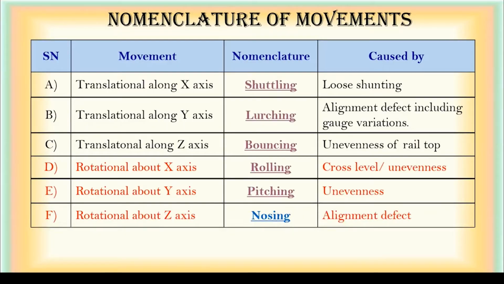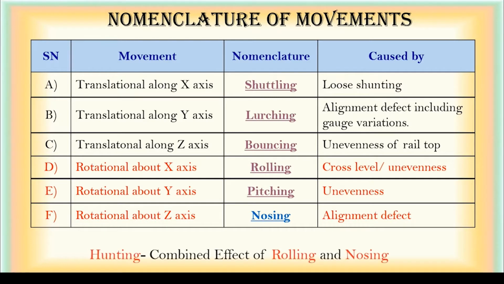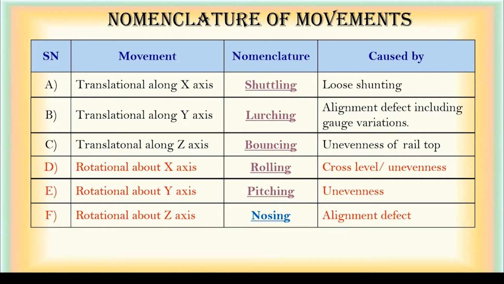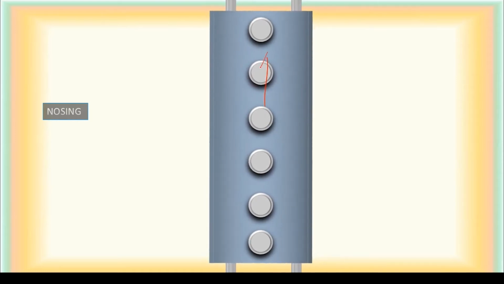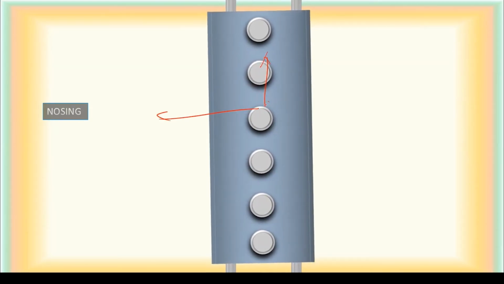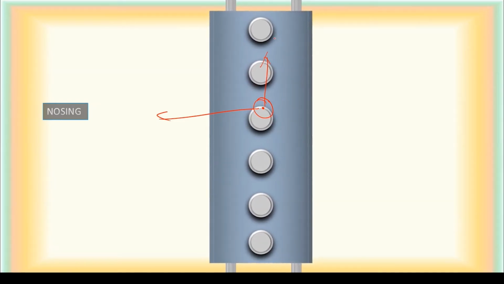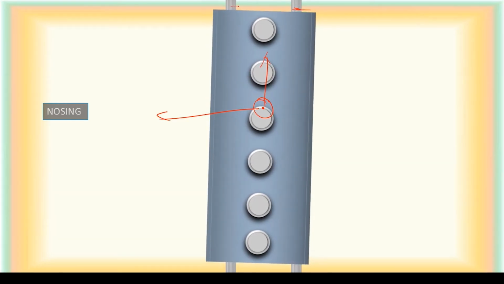And then the last one is nudging, in which our rolling stock rotates about the vertical axis. This is the x-axis, this is the y-axis, and this is the z-axis. So it is rotating about the z-axis. And why will this happen? Mainly due to alignment defect in this direction.